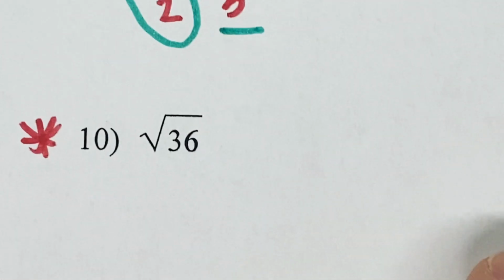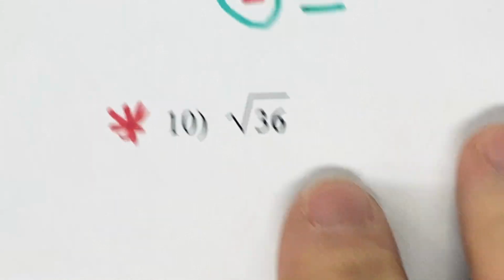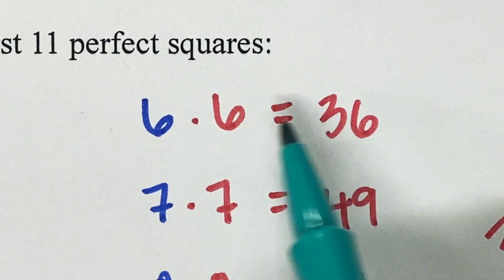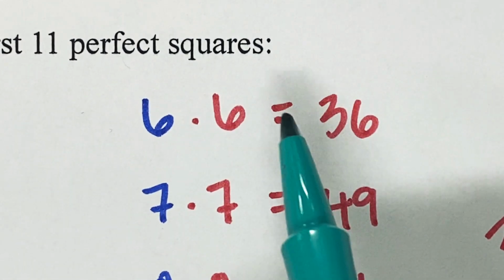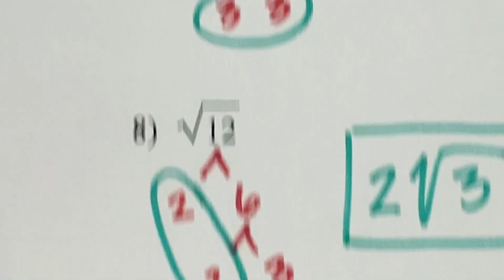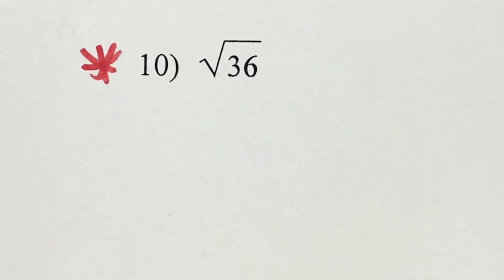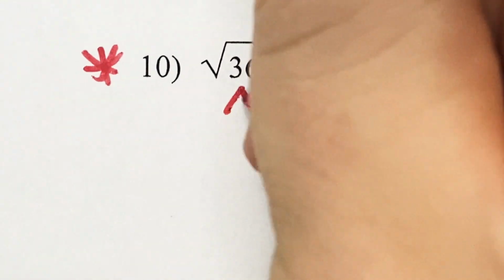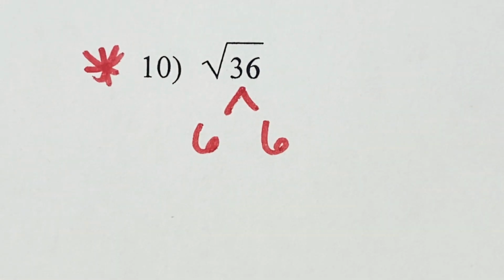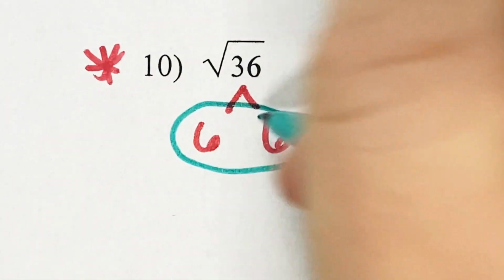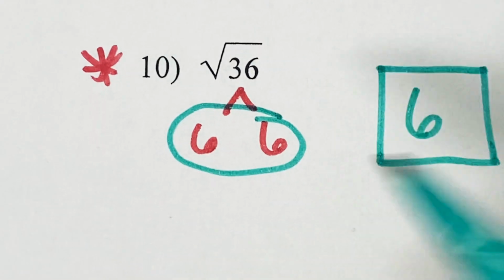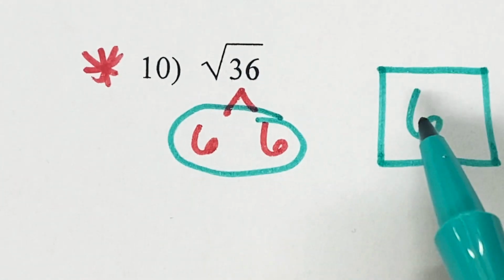Okay, let's look at number 10. So this one we starred because we saw that 36 was on our list of perfect squares, right? So what is the square root of 36? Or in other words, what is the number that multiplies by itself to get 36? We can break that down easy peasy in one step. We know that 6 times 6 gives us 36. Oh, beautiful. There is our pair of numbers that can leave. Nobody had to stay inside. So the square root of 36 is 6.